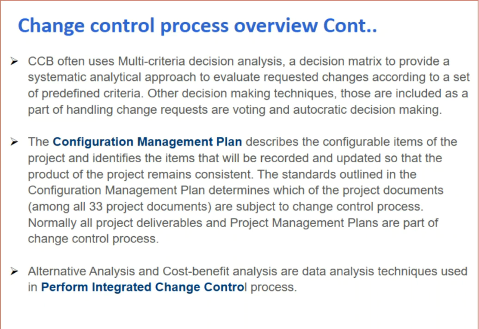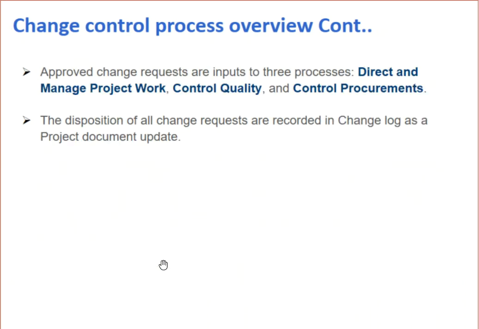The configuration management plan describes the configurable items of the project and identifies the items that will be recorded and updated so that the product of the project remains consistent. The standards outlined in the configuration management plan determine which of the 33 project documents are subject to change control process. Normally, all project deliverables and project management plans are part of change control process. Alternative analysis and cost benefit analysis are data analysis techniques used in performing integrated change control process.